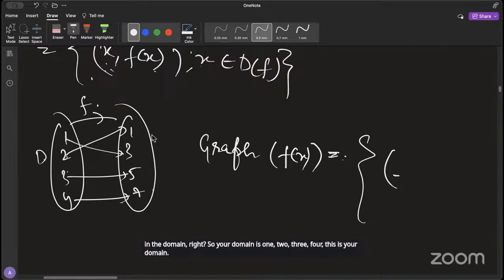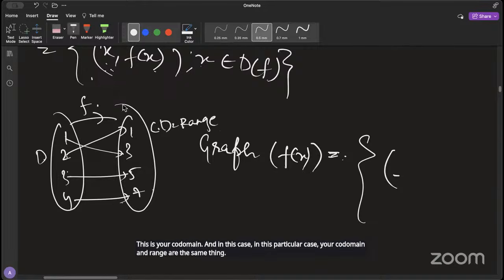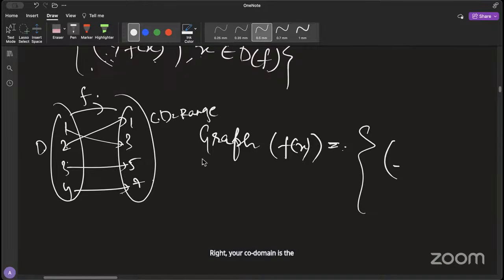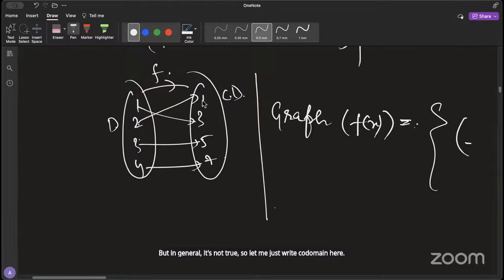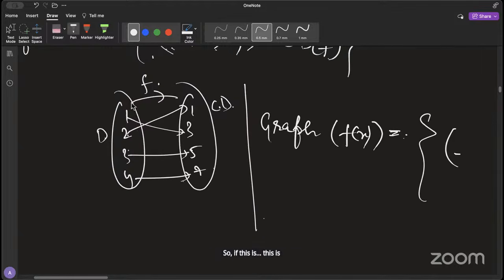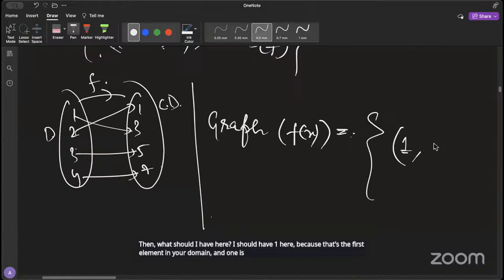So your domain is 1, 2, 3, 4. This is your domain. This is your codomain. And in this particular case, your codomain and range are the same thing. Your codomain is the same as range. But in general, it's not true. So let me just write codomain here. If this is the mapping under your function, then what should I have here? I should have 1 here because that's the first element in your domain, and 1 is mapped to 3. So (1, 3).